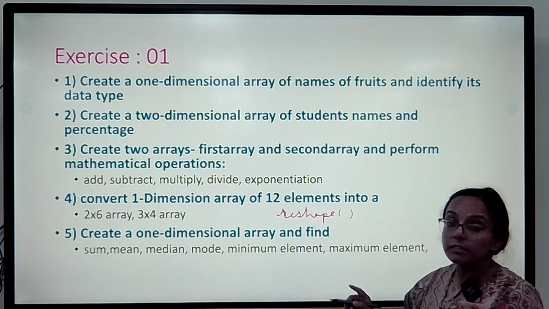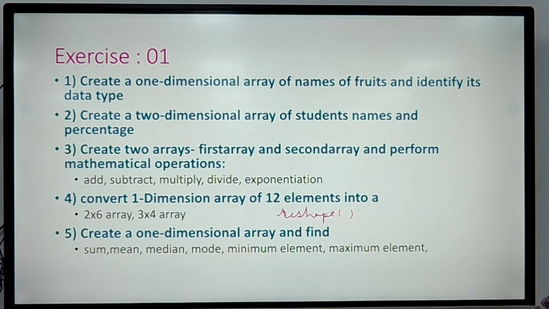The difference: shape will give me the number of elements and reshape will convert the array into another dimension. There is a one-dimensional array of 14 elements. So I can easily convert it into a 2-dimensional array, wherein I can have 2 rows and 7 columns, or I can have 7 rows and 2 columns.